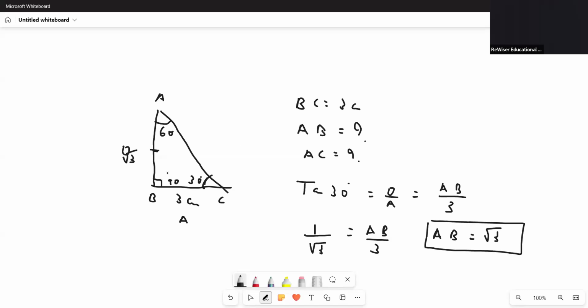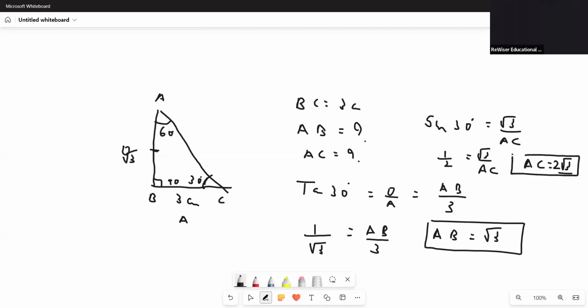Now, after getting root 3, we can apply Pythagoras to get AC, or we can also apply the sine formula. So if I'm writing sine 30, that has to be equal to root 3 over AC. And we know that the value of sine 30 is half, and that's equal to root 3 over AC. So the value of AC that we got is equal to 2 root 3. So that's the value of AC that we got. So these type of questions are quite commonly asked. Please note down the methods.